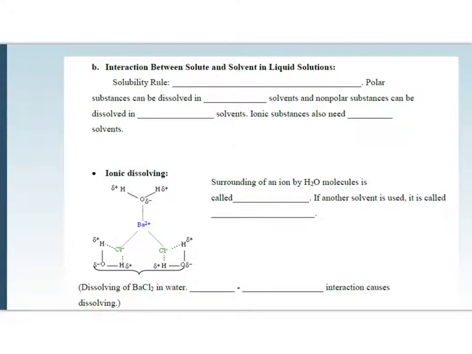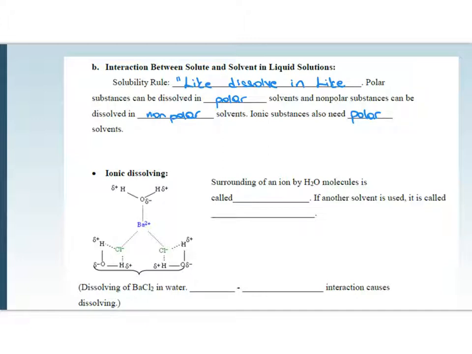Let's remember the solubility rule. Solubility rule says like dissolves in like, meaning polar substances can be dissolved in polar solvents, where nonpolar substances can be dissolved in nonpolar solvents. And if you have an ionic substance like salt, sodium chloride, it also needs polar solvents.